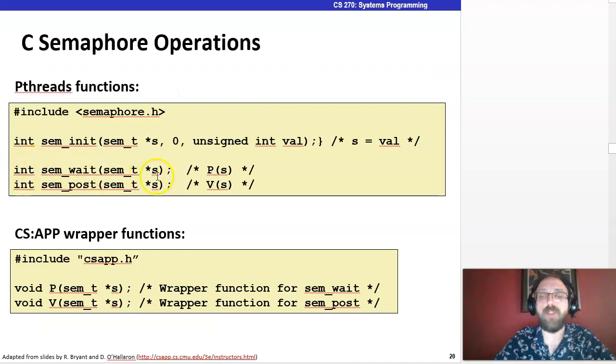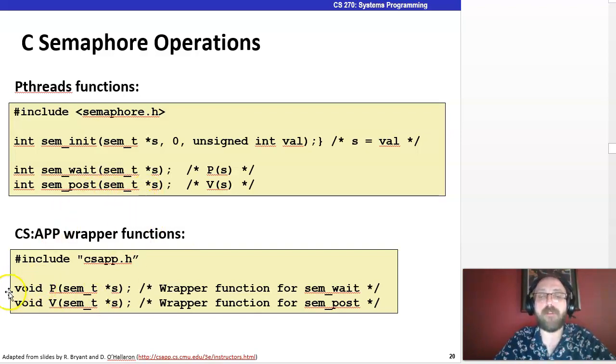SemWait is the name for P, so that takes a semaphore. If it's positive, it decrements it and doesn't wait. But if it's zero, it waits for it to become positive again and then decrements it. And semPost is V. It increments the semaphore, and if someone was waiting for it, it wakes them up.